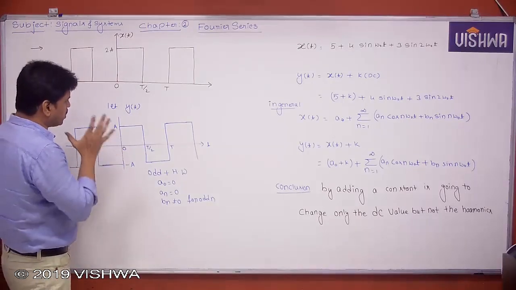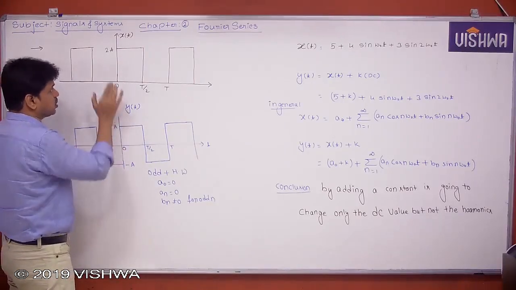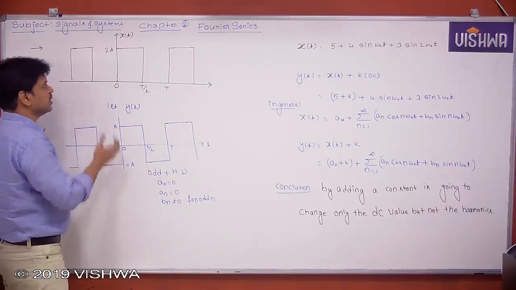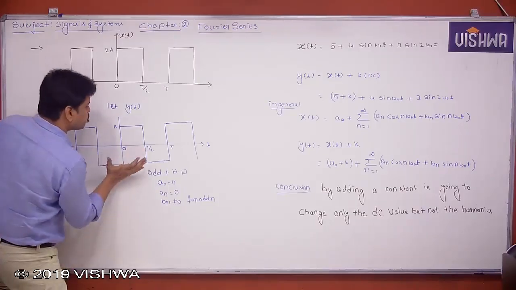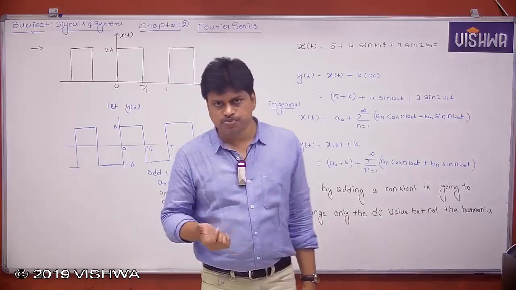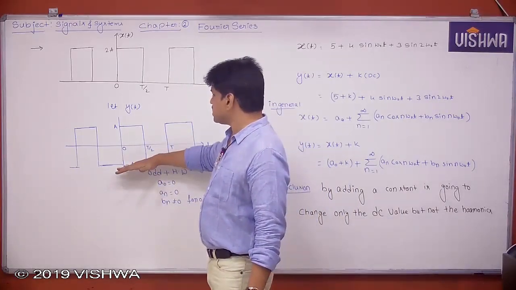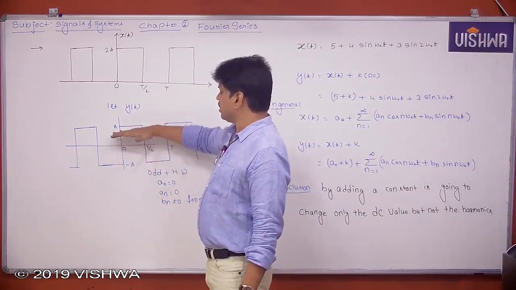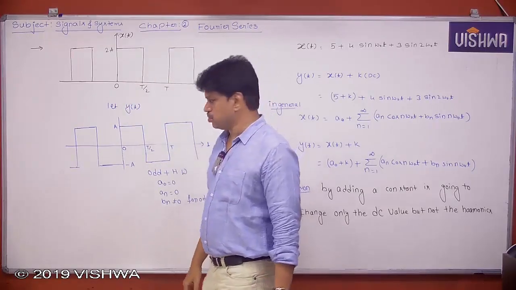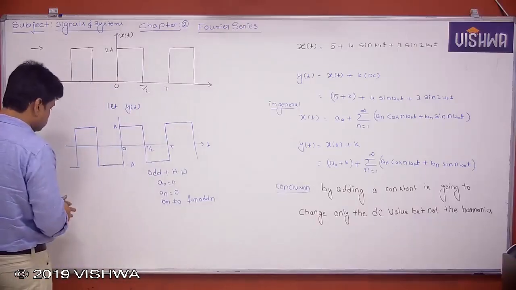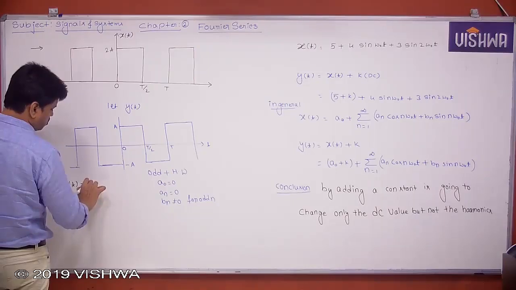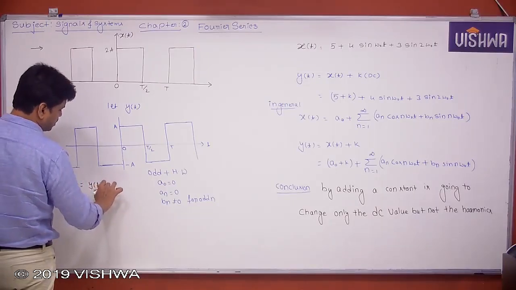That means, what are the changes I can make to y of t so that I can get x of t? If I push the signal upwards by a units, can I get x of t? What do you mean by pushing the signal upwards by a units? That means we have to add a DC value. If I add a DC value of plus a, then minus a will become 0, a will become 2a, and this is the signal we are going to get. So in simple words, x of t is equal to y of t plus a.